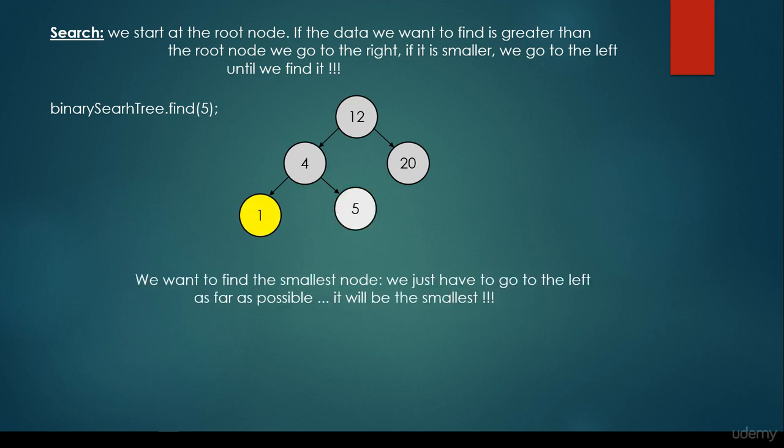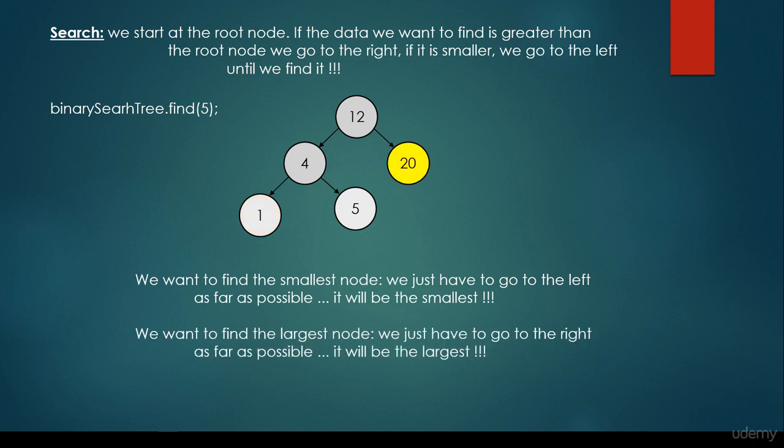What if we would like to find the smallest node? We just have to go to the left as far as possible, and it will be the smallest item, because this is how binary search trees are defined. The left subtree is smaller than the root node, the right subtree is greater than the root node. So if we go to the left as far as possible, then it's going to be the smallest item in the binary search tree. Okay. What if we would like to find the largest node? We just have to go to the right as far as possible, and it will be the largest.